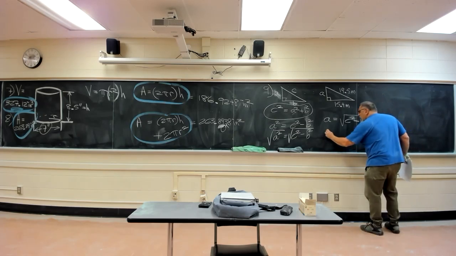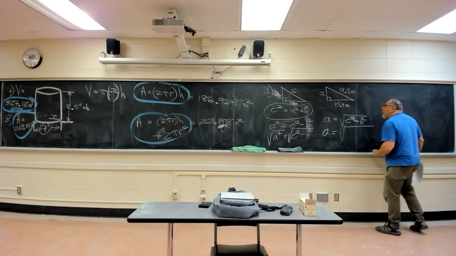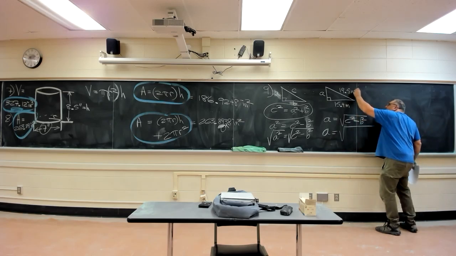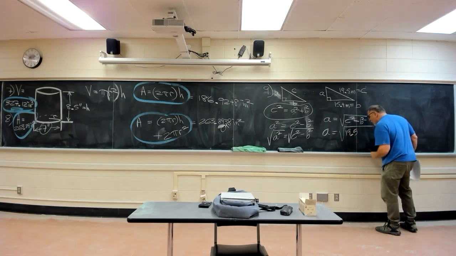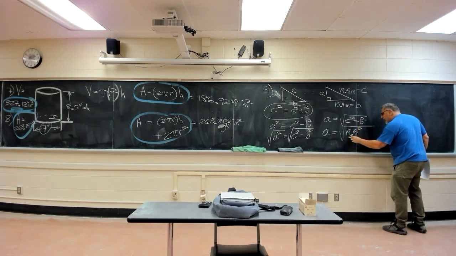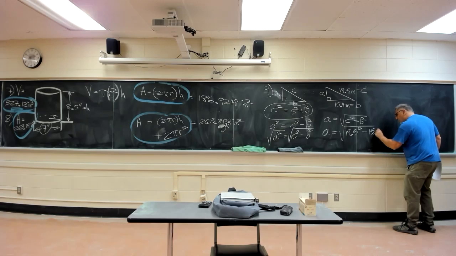Sounds good to me. It's going to be that guy's C, that guy's B. You got 19.5. You can't just square root these individually and think it's C minus B. It doesn't work that way. You got to find what 19.5 squared is, and you got to find what 15.4 squared is.